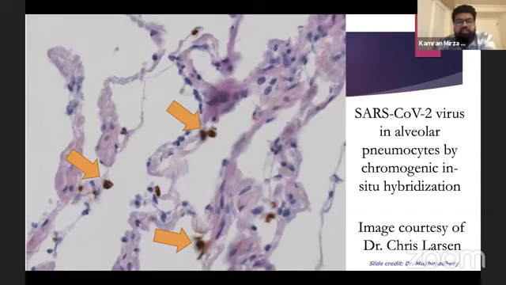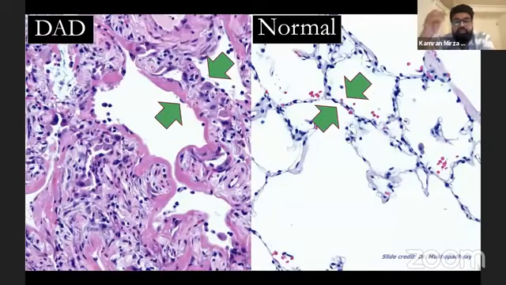So here you can see that the pneumocytes are actually being infected, and this is a contrasting slide of diffuse alveolar damage on the left and normal lung on the right. So we'll look at the normal lung. Here you can see that the green arrows are showing you the delicate, beautiful alveolar septae.